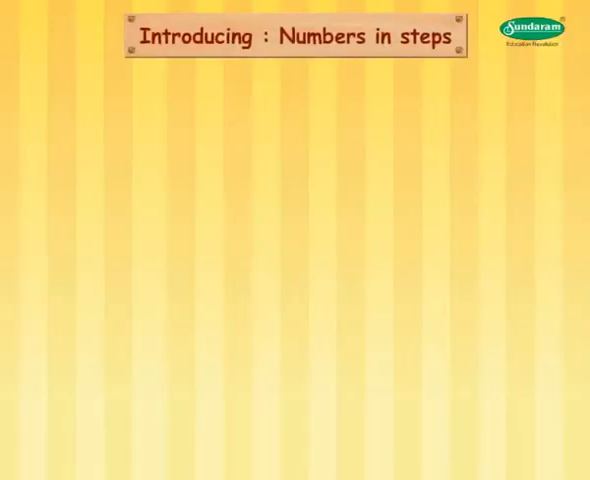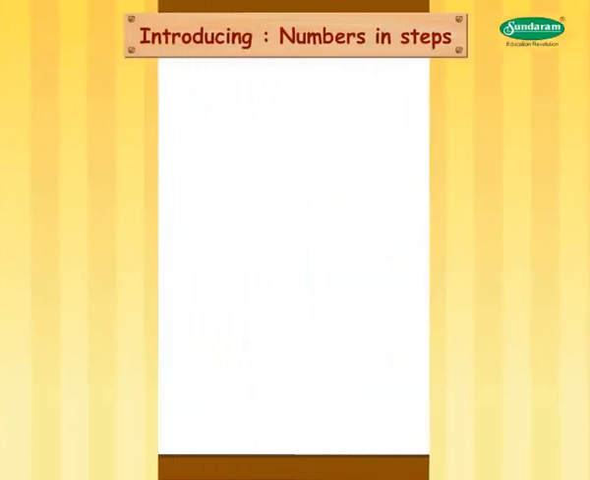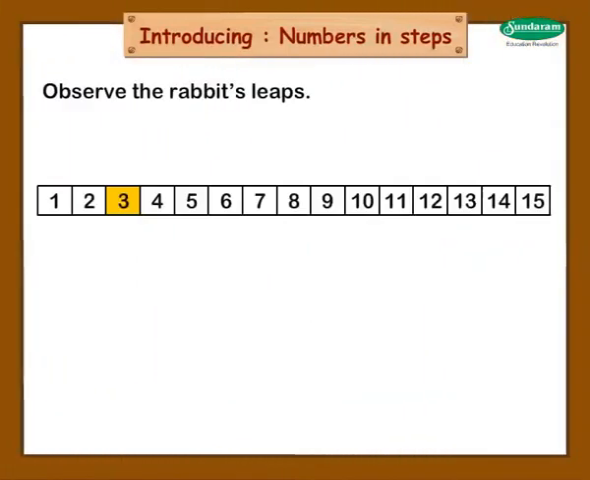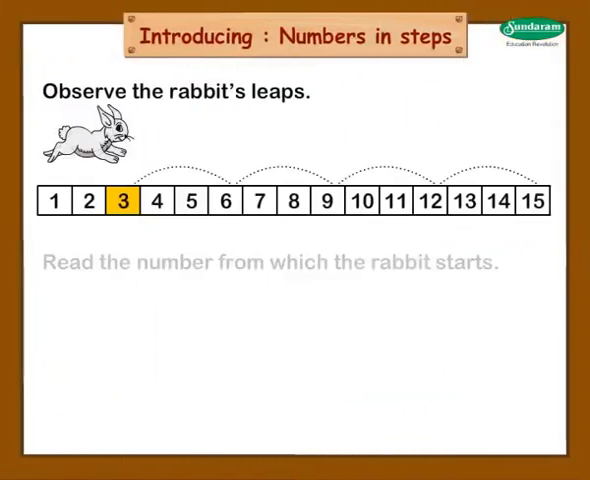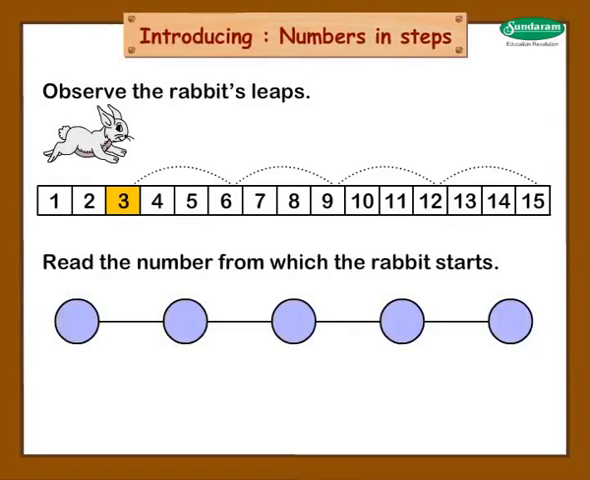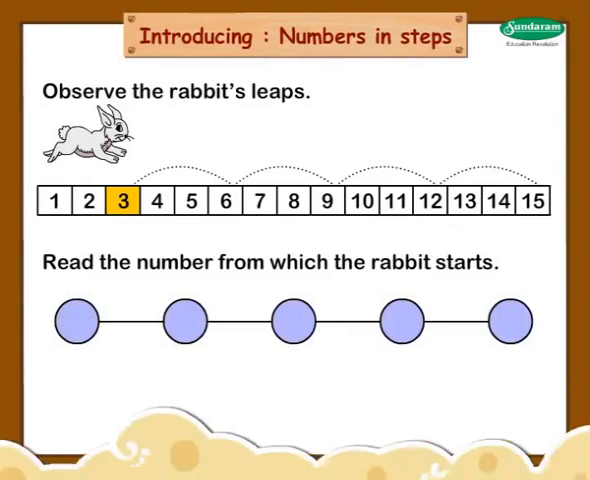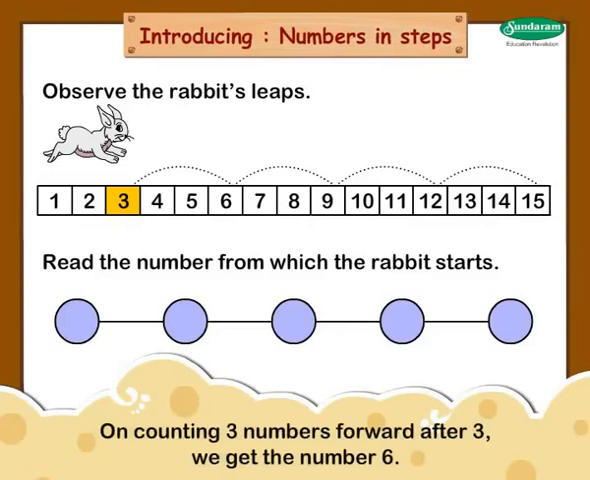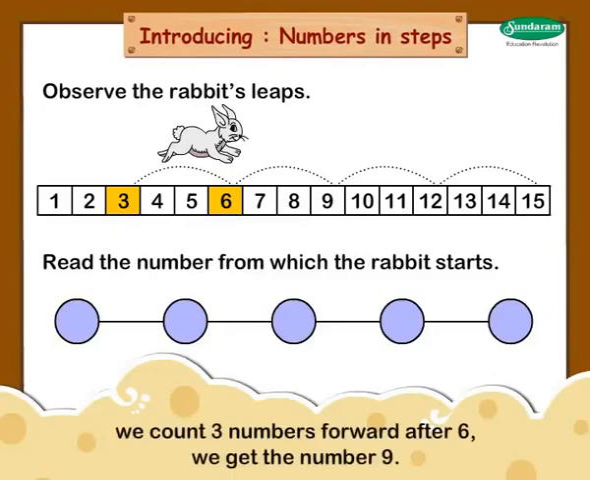Introducing numbers in steps. Observe the rabbit's leaps. Read the number from which the rabbit starts. On counting 3 numbers forward after 3, we get the number 6. If we count 3 numbers forward after 6, we get the number 9.